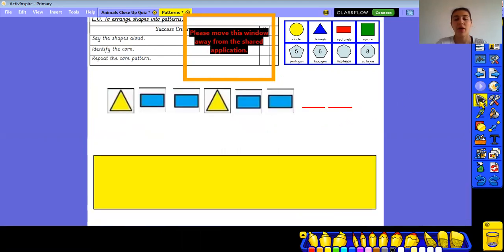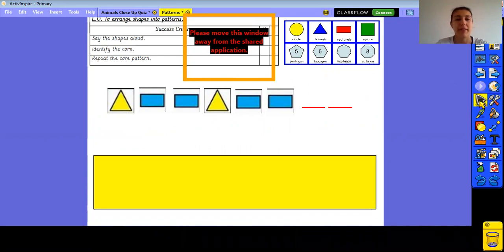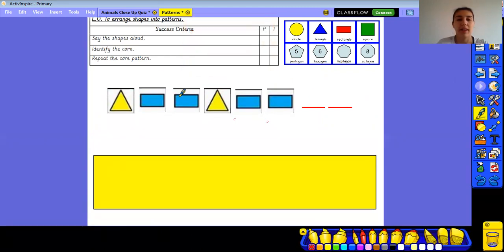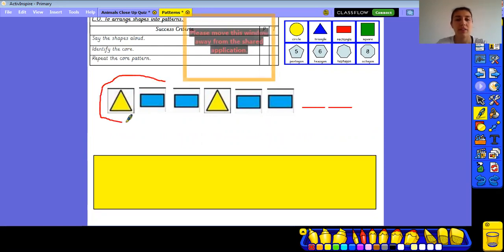Okay, let's have a go at reading these shapes aloud then. Triangle, rectangle, rectangle, triangle, rectangle, rectangle. So what we need to do is finish the pattern. So let's have a look. I can see triangles and I can see rectangles. So let me group together the first two shapes. So triangle, rectangle. Is this a triangle?